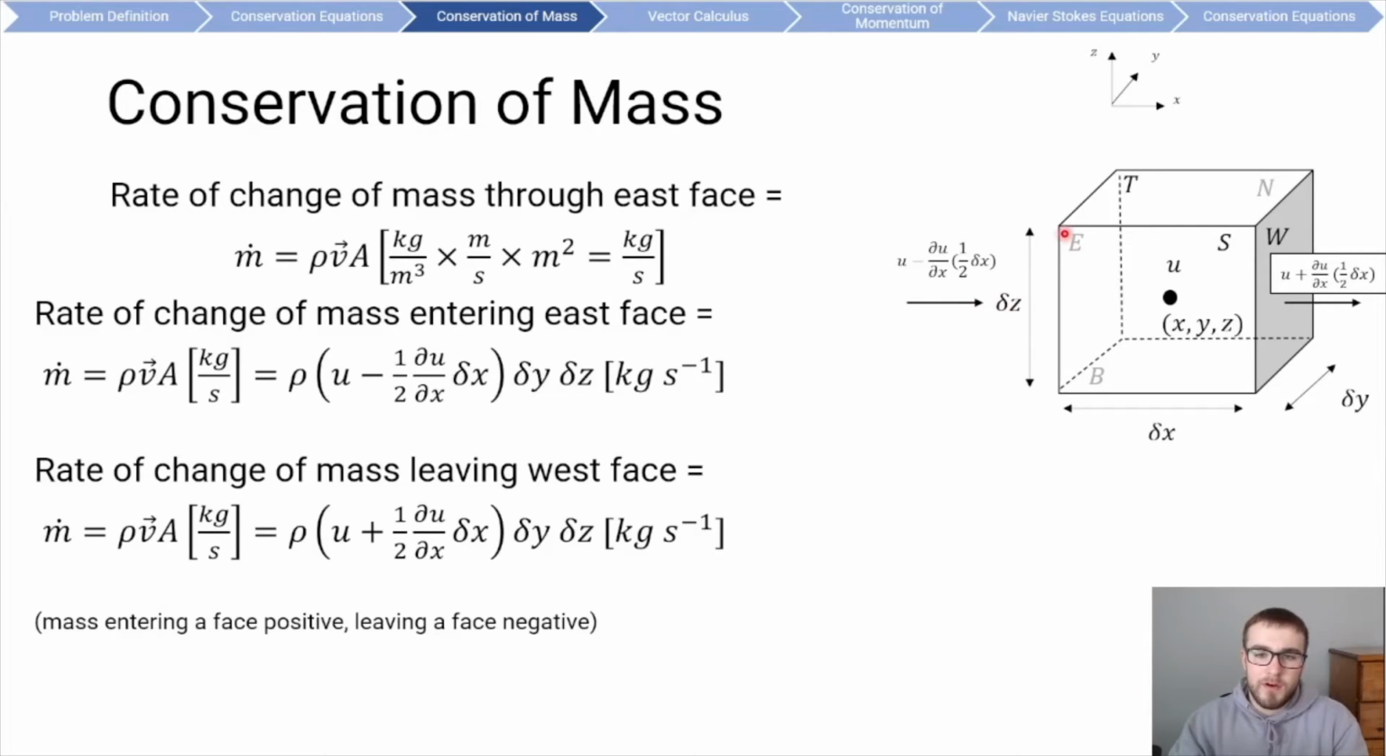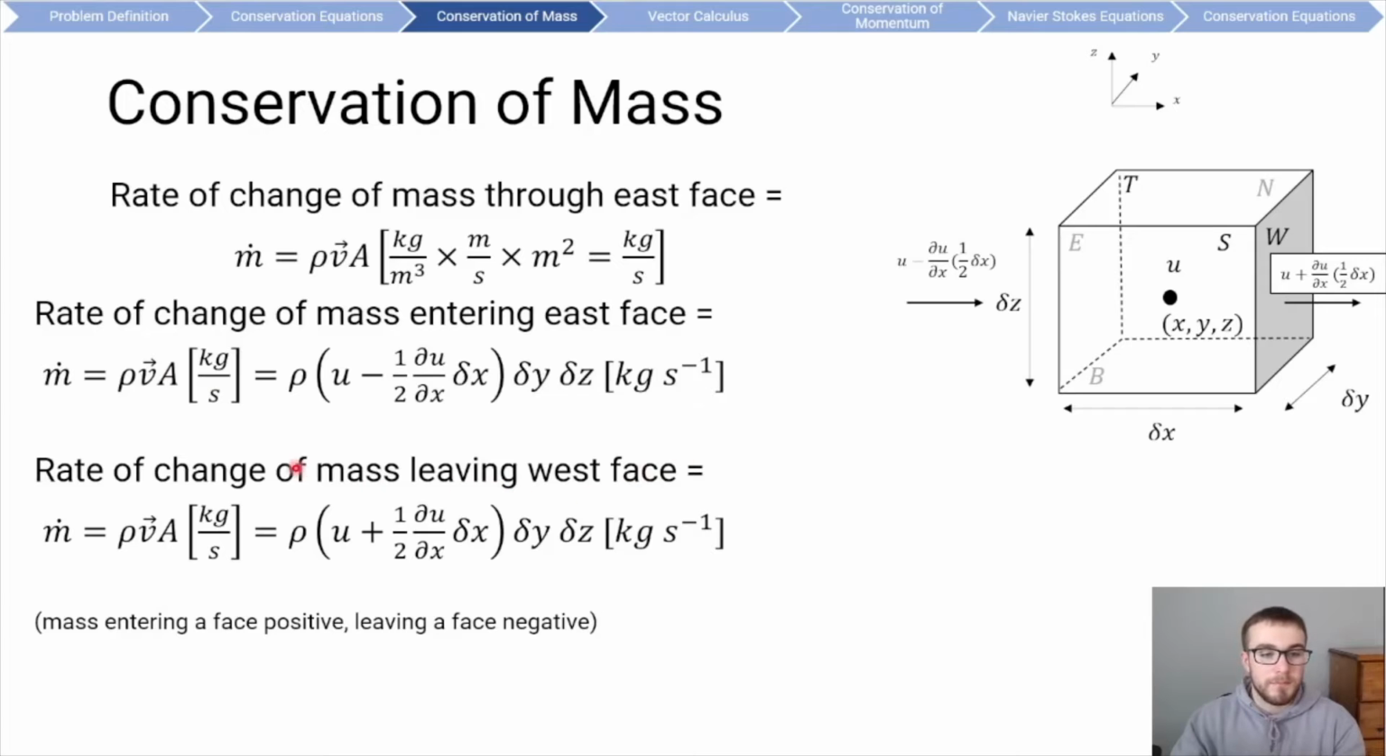And knowing that the area of this face is equal to delta z delta y, we can substitute that into our equation. We also know that the velocity at the east face is equal to the velocity at the cell center minus partial u partial x times a half delta x. And this comes from the Taylor series expansion that I showed a couple of slides back. So that's how we can determine the velocity at the east face in terms of the velocity at the center. Substituting that expression in for our velocity, we arrive at this final expression for the mass rate of change entering the east face.